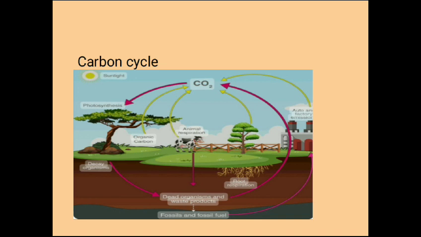Animals that consume plants obtain the carbon stored in the plants. This carbon is returned to the atmosphere. When these animals decompose after death, the carbon is also returned to the environment, and through cellular respiration by animals.